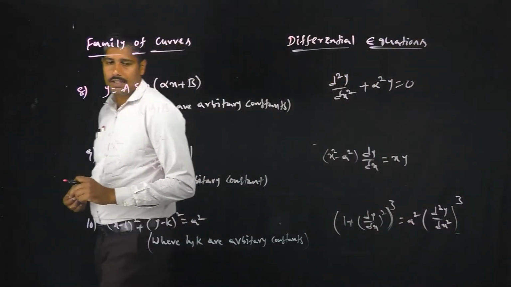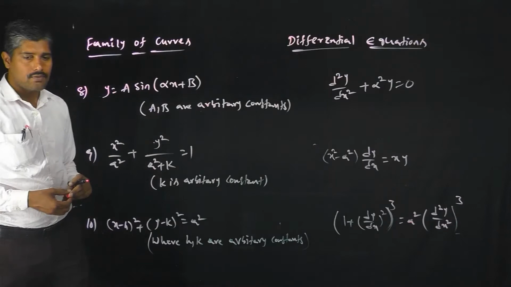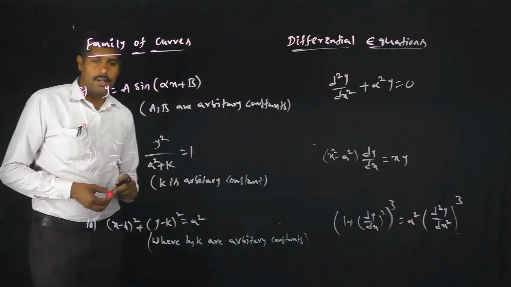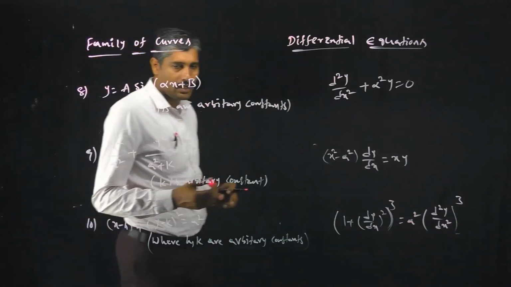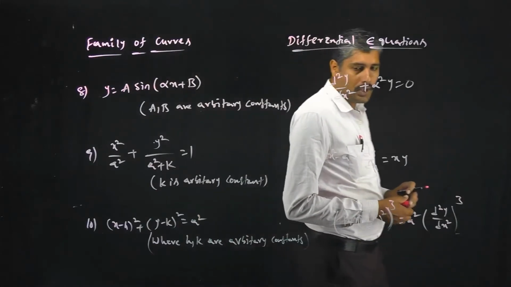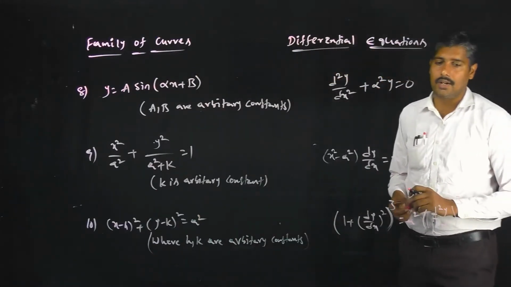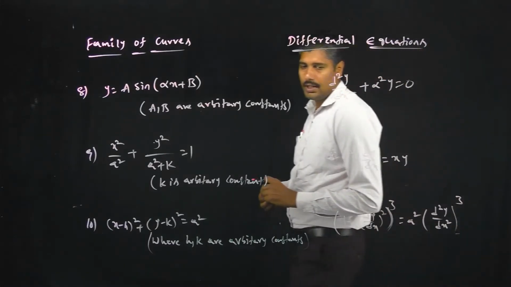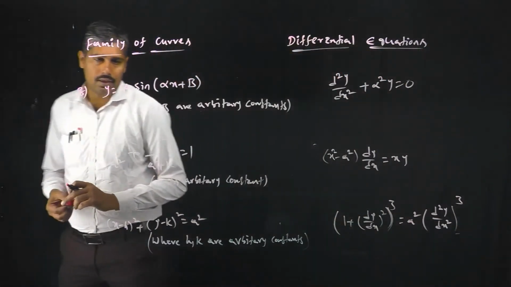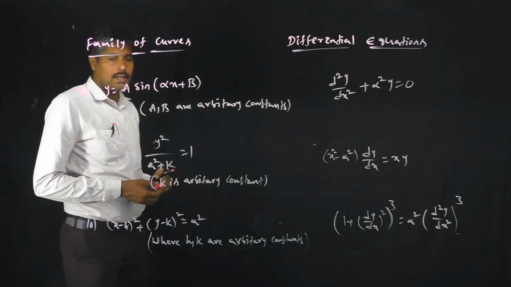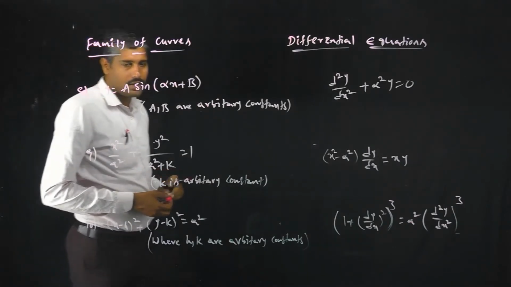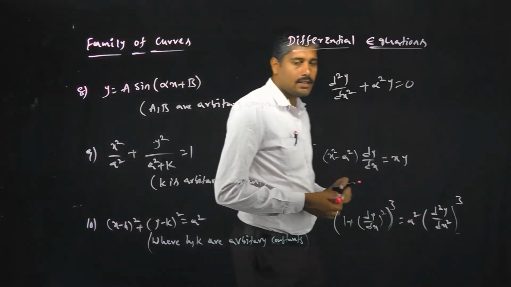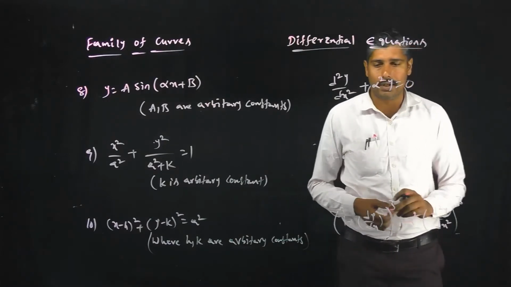Given equation is x square by a square plus y square by a square plus k equal to 1. This is an ellipse equation. Here there is only one arbitrary constant, that is k. Only one arbitrary constant, that is k. That's why we take only one derivative. Then we get the equation x square minus a square into dy by dx equal to xy.